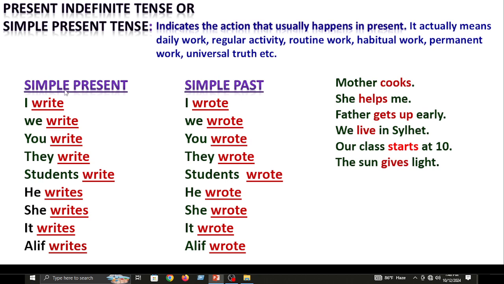What is the difference? In simple present tense, subject, then base form of verb for indicating daily work, routine work, everyday work. But simple past, subject plus past form of verb for indicating the action that happened in the past. Very simple.